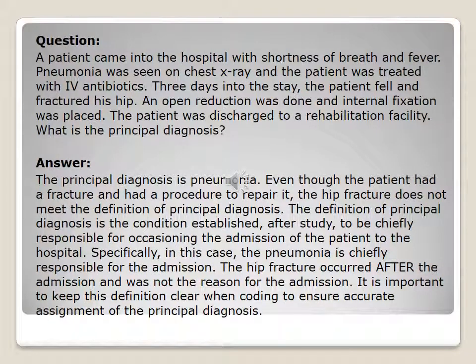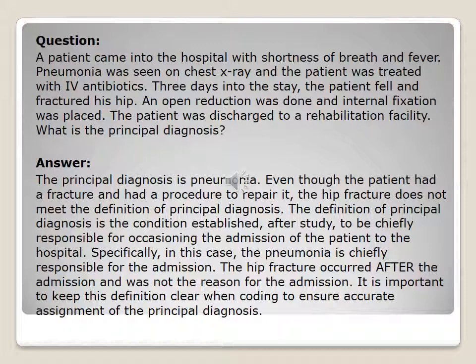Our first question. A patient came into the hospital with shortness of breath and fever. Pneumonia was seen on the chest x-ray and the patient was treated with IV antibiotics. Three days into the stay, the patient fell and fractured his hip. An open reduction was done and internal fixation was placed. The patient was discharged to a rehabilitation facility. What is the principal diagnosis?